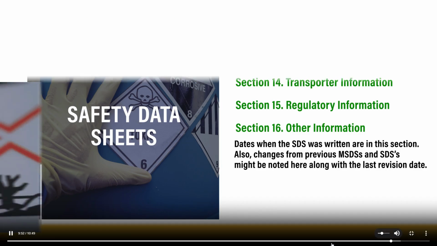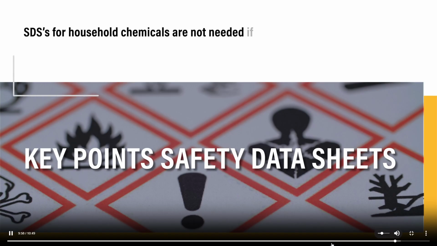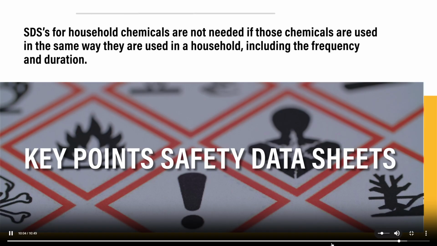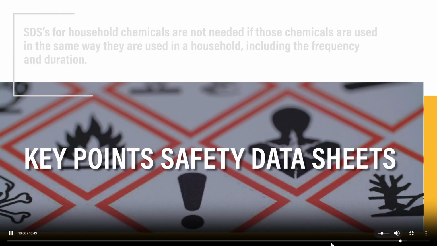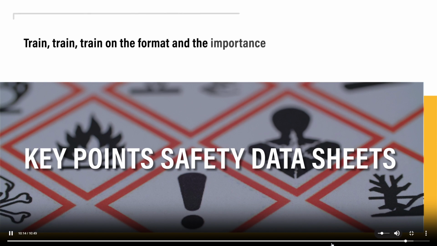There are some key points to keep in mind regarding safety data sheets. SDSs for household chemicals are not needed if those chemicals are used in the same way they are used in a household, including the frequency and duration. Assign a person to keep your safety data sheets up to date. Train, train, train on the format and the importance of reading a safety data sheet.